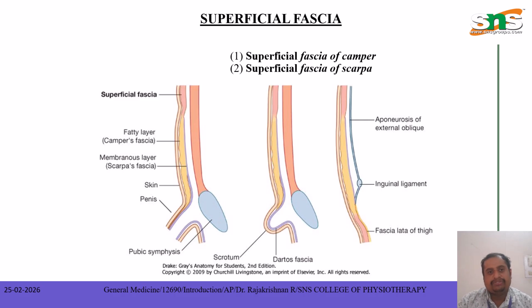The superficial fascia, we already saw, is the layer which is just beneath the skin. Underlying the skin, it consists of the fatty layer, Camper's fascia, and the membranous layer, Scarpa's fascia. There are two layers in our superficial fascia.